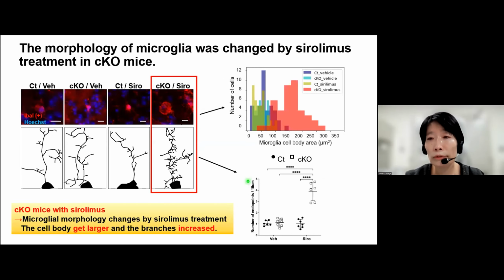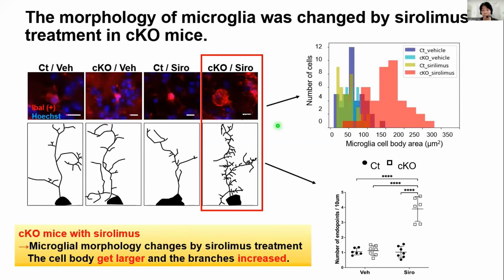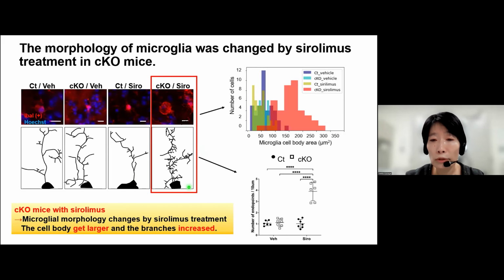Immunostain analysis showed that the microglial morphology of Sirolimus-treated cKO mice was significantly changed. In the upper panel, red indicates microglia, and in the bottom panel, the microglial branches are traced. In Sirolimus-treated cKO mice, microglial size was much larger than that of the other groups, and the number of branches in microglia was significantly higher than that of the other groups. Therefore, next we investigated the cause of changes in microglia by Sirolimus treatment.